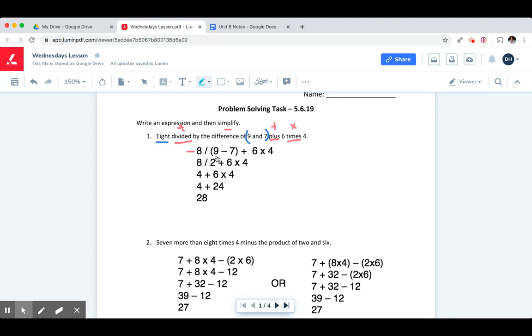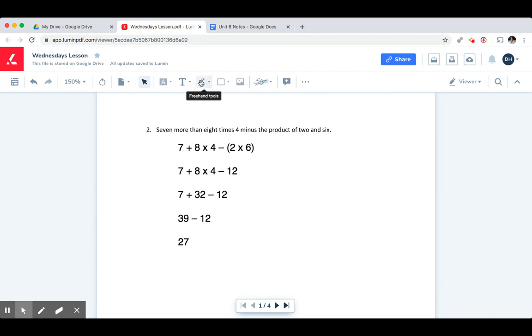So to solve, we would first do 9 minus 7 to get 2, and then rewrite everything else because that's in parentheses, so that's what we solve first. Next, I have no more parentheses, so I know that I'm going to look for multiplication and division first. 8 divided by 2 is 4, and I'll copy everything else. Next, I have 6 times 4 is 24. Copy everything else. And last, 4 plus 24 equals 28.